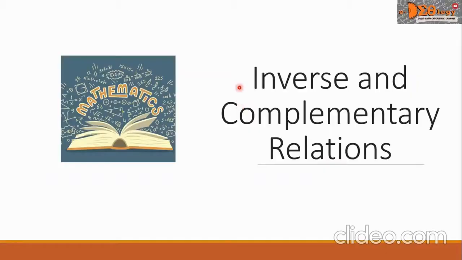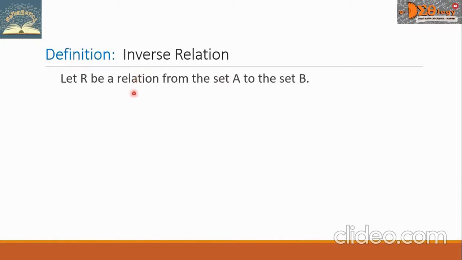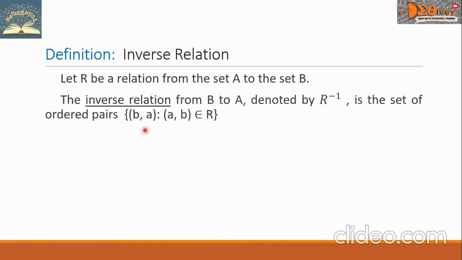Today we're going to study inverse and complementary relations. Let's begin with a definition of inverse relation. Let R be a relation from the set A to the set B. The inverse relation from B to A, denoted by this symbol, which we read as R inverse, is the set of ordered pairs (b, a) such that (a, b) is an element of R.